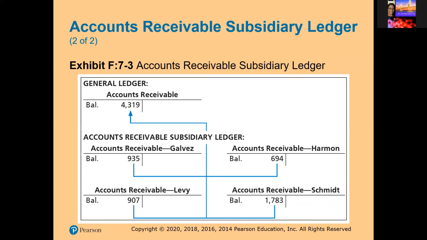This is demonstrated in the exhibit that you see here, 7-3. The accounts receivable balance of $4,319 in the general ledger equals the sum of the accounts in the accounts receivable subsidiary ledger. So this $4,319 is equal to the accounts receivable subsidiary ledger: the $935, the $694, the $907, and the $1,783. So these 4 totals will equal what's in the general ledger.